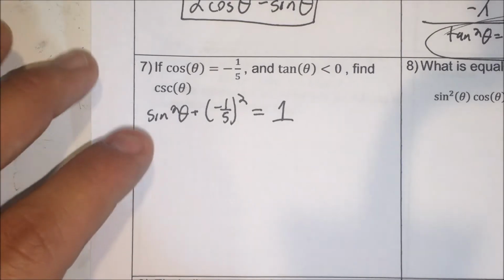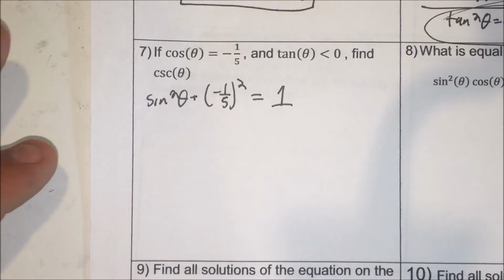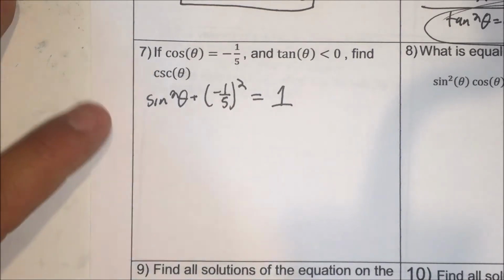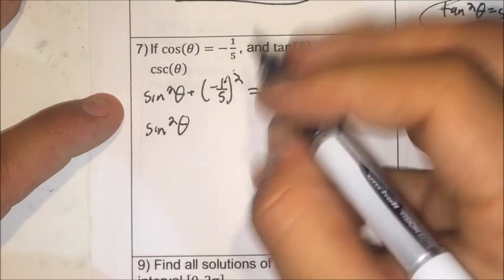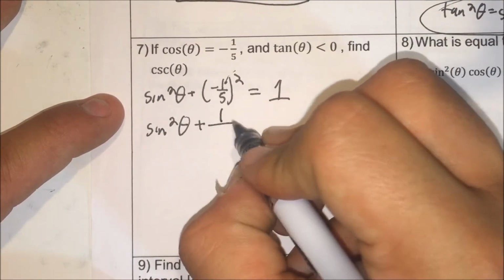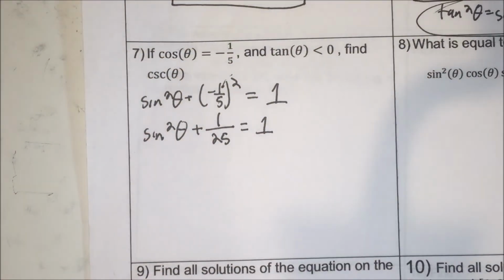Okay, well, we just square 1/5, and how do you square 1/5? Well, again, you square both the numerator and denominator separately. So we're going to get sine squared of theta plus 1 squared is just 1, 5 squared is 25, should be equal to 1 still.